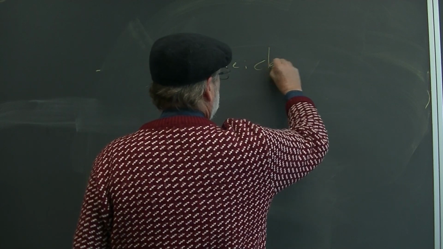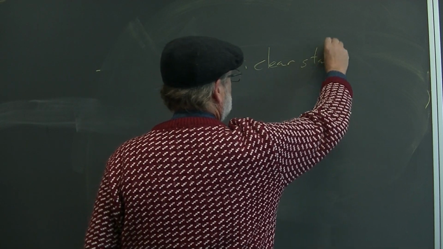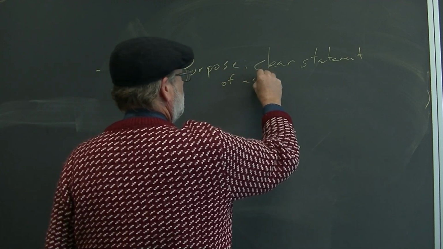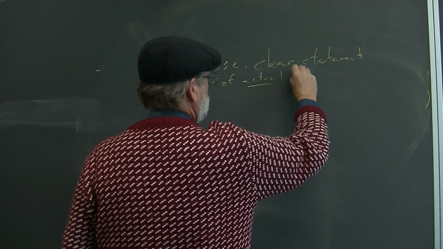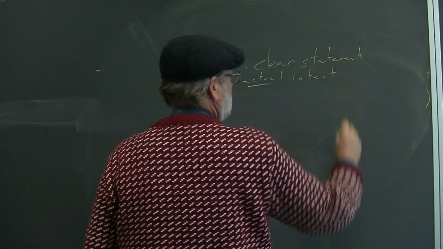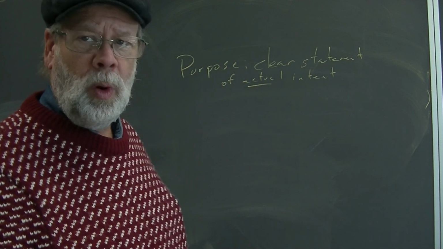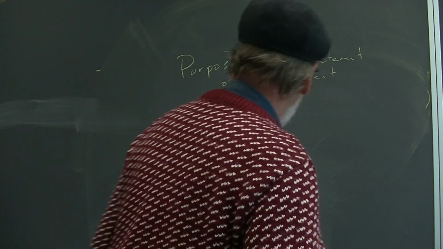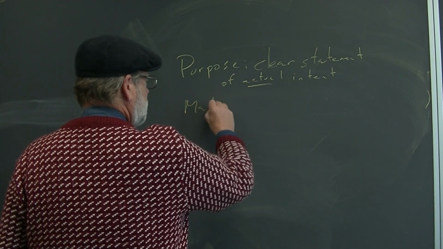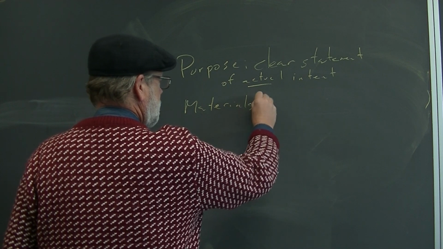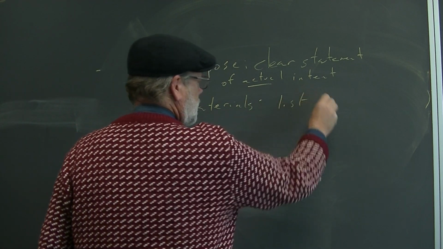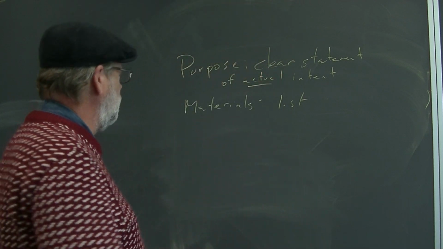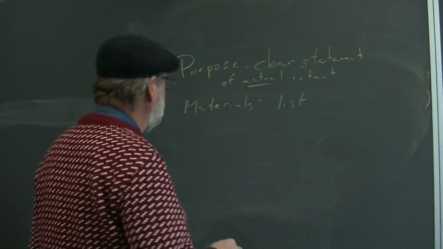So a clear statement of actual intent. What do we want to prove? Then traditionally materials, and just a quick list of the materials that we used. Okay, so we could replicate the experiment if we needed.